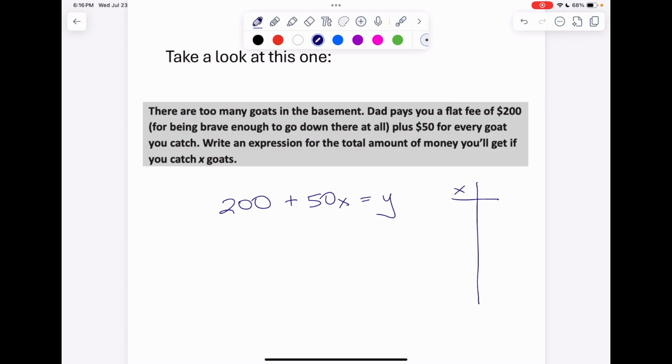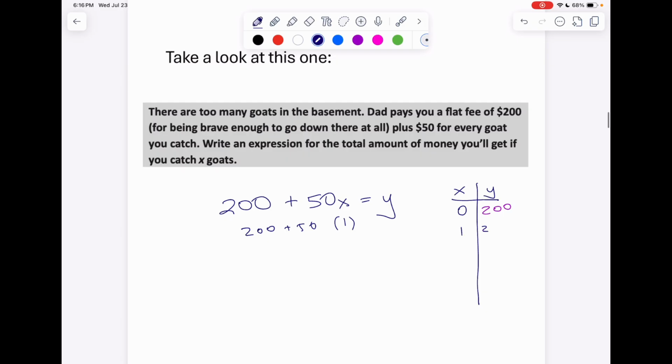If my X is the number of goats and my Y is the total amount of money, if I catch 0 goats, if I put 0 into this equation, 50 times 0 is 0, and I'm still going to make my $200. My dad promised me, yes? Now, if I catch 1 goat, I should get $200 plus an extra 50. Is that what this equation says? Well, sure, it's 200 plus 50 times the 1 goat that I caught. So if I catch 1 goat, I'll have $250. If I pop in a 2 for my X, I'll do 200 plus 50 times 2. So 50 times 2, that's $100, and I'll get $300.